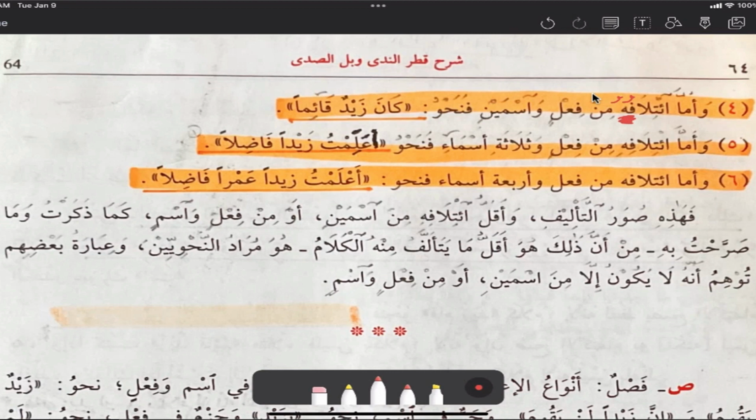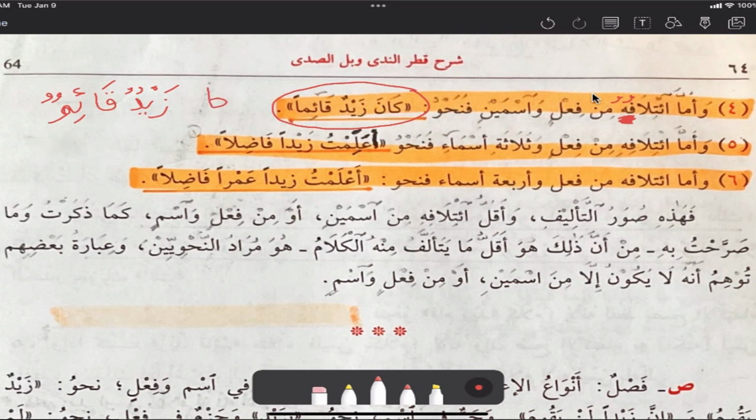وَأَمَّا ائْتِلَافُهُ مِنْ فِعْلٍ وَاسْمَيْنٍ, and as for speech being composed of a verb and two nominals, فَنَحْوُ كَانَ زَيْدٌ قَائِمًا. That's like this sentence, كَانَ زَيْدٌ قَائِمًا, Zayd was standing. I'm not going to break that sentence down too far here. It was, though, Zaydun qa'imun. Zayd is standing or a stander.